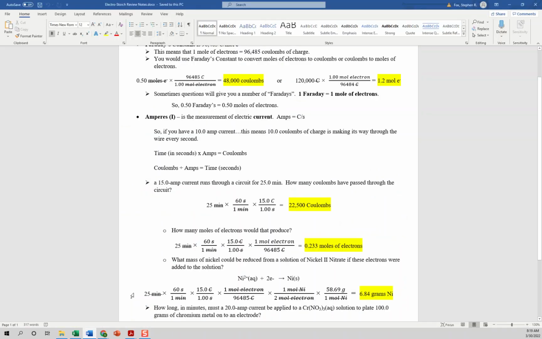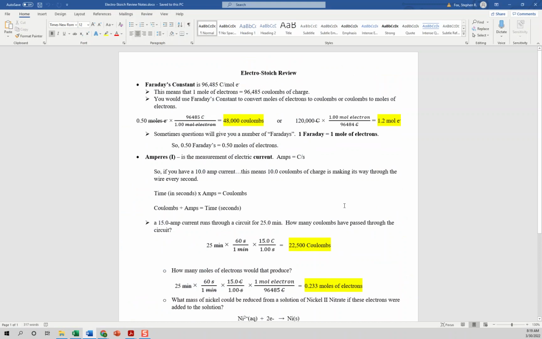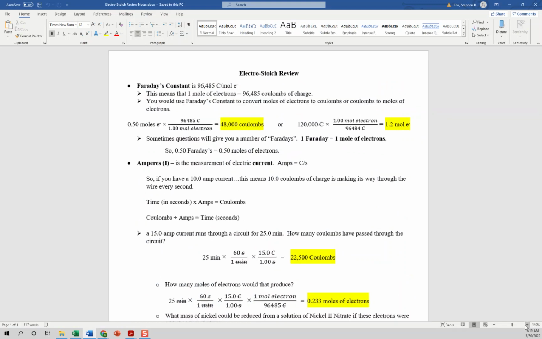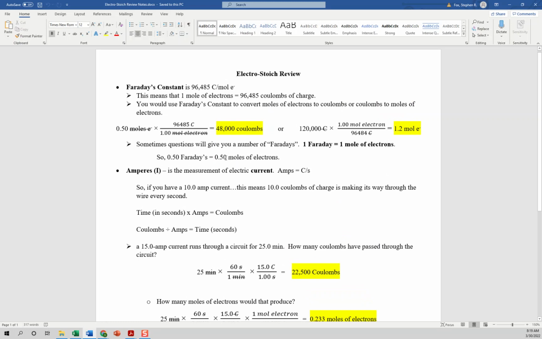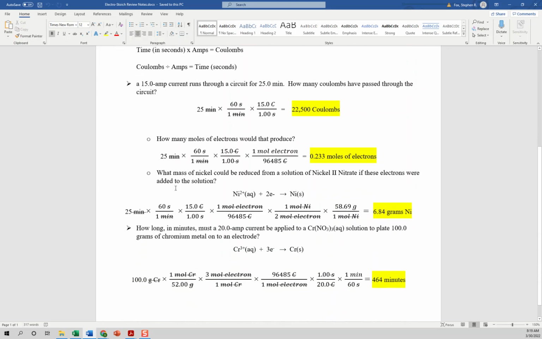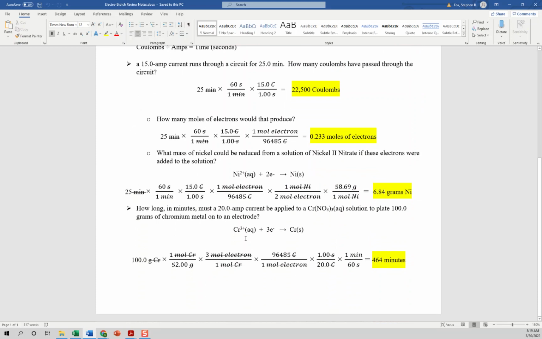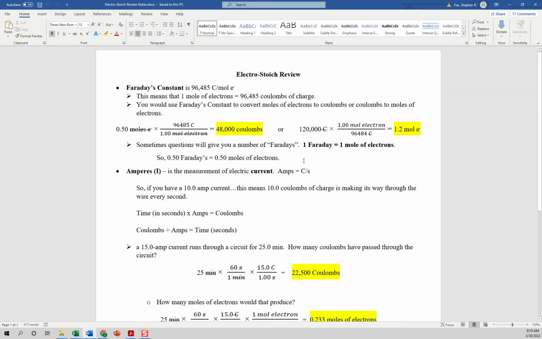You might want to go over these notes here. The electro stoic review. It tells you what Faraday's constant is, what an amp is, our measurement of current, how to use them to convert from one thing to another thing. And really, remember, stoichiometry is basically just dimensional analysis. So these are kind of the setups we're going to learn today, and we just have to know a little bit about electricity to do it. So make sure you go over this, and then what we talk about today will make sense. So again, today is just kind of a quick overview.